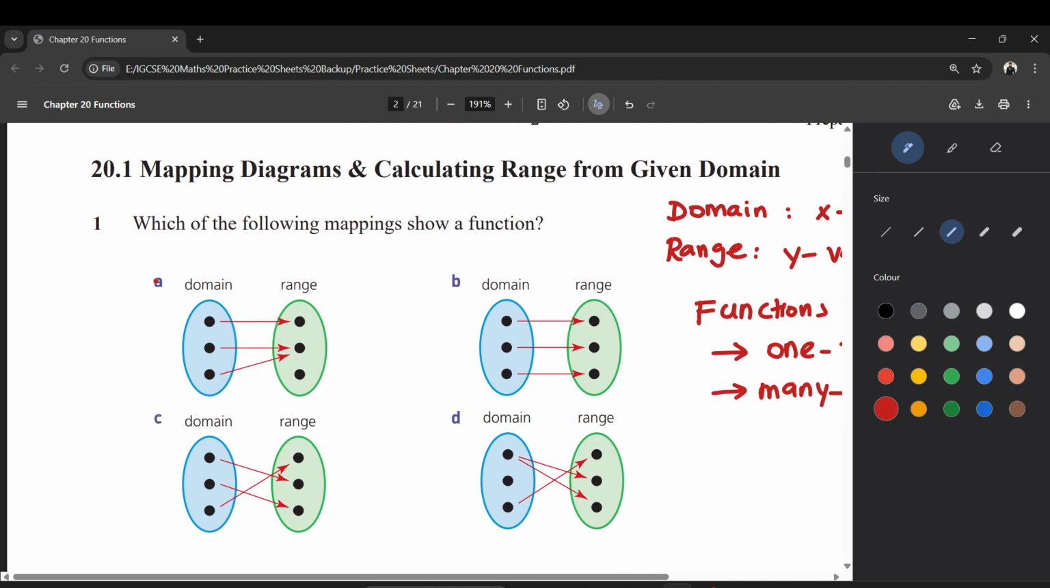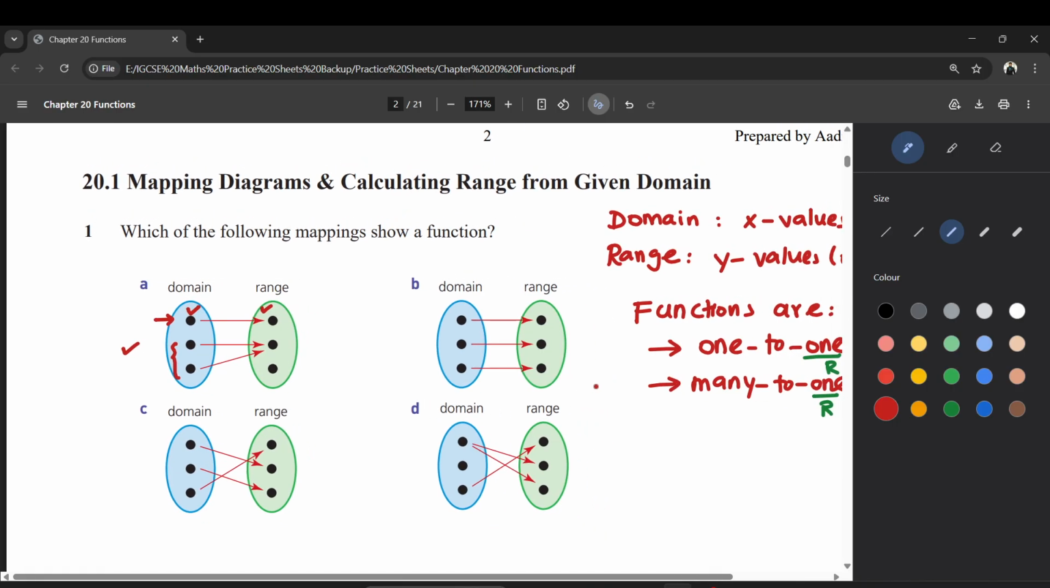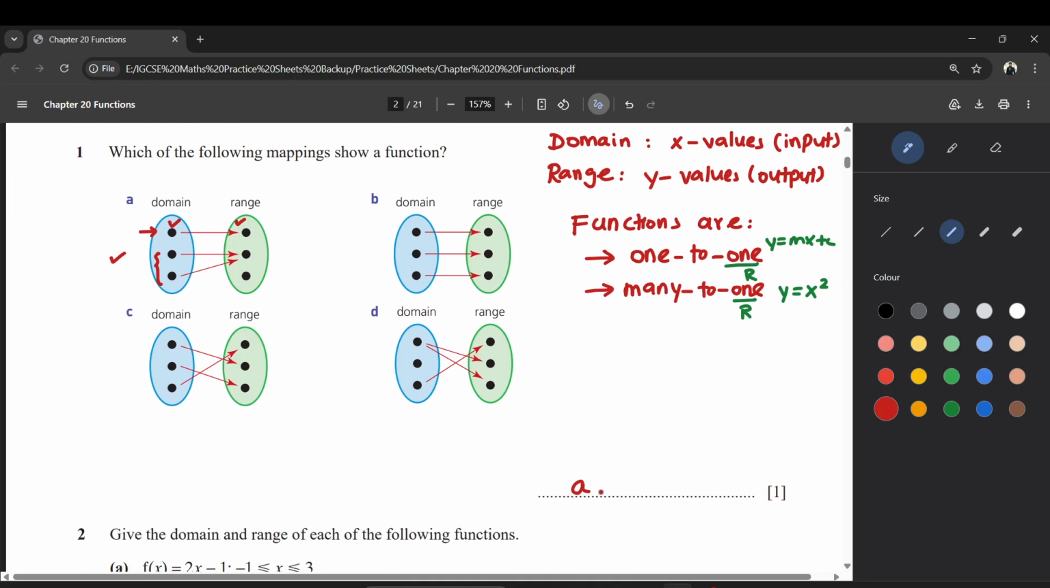In question 1 part A, we have a domain, and we can see that each domain value is being mapped exactly onto one range value. For the first one, one domain value is mapped onto one range value. Then over here we have two domain values which are mapped to one range value. As long as we have a single range value for the given domain, this will be called a function. So this is a mixture of one-to-one and many-to-one. So A is one of them.